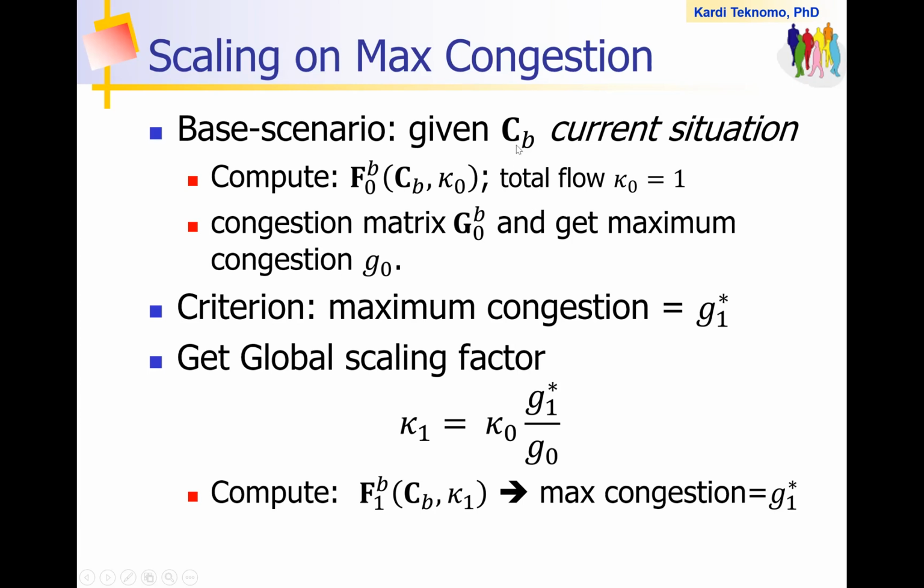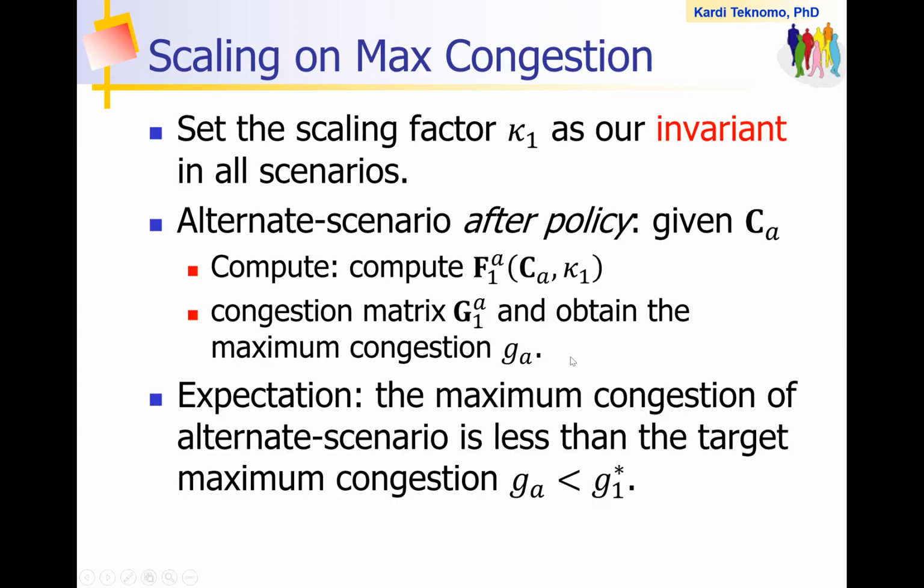And then you input this, using this C base, you get the new ideal flow network, I call it F1, which is based on C base and K1. From here you get the maximum congestion, which is exactly G1. Should be right. And then what you will do, you set this K1 as your invariant for all the scenarios. Remember, in any modeling, if you want to predict, you need to set an invariant. Once you set this as invariant, then you create an alternative scenario with CA. For example, a while ago you added number of lanes or reduced the number of lanes based on the policy. Now you have CA, right?